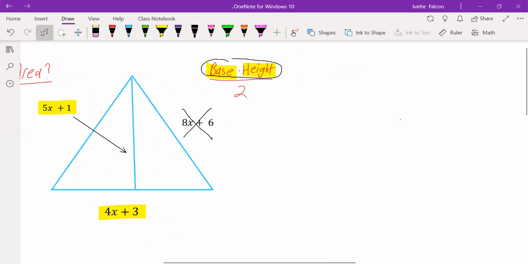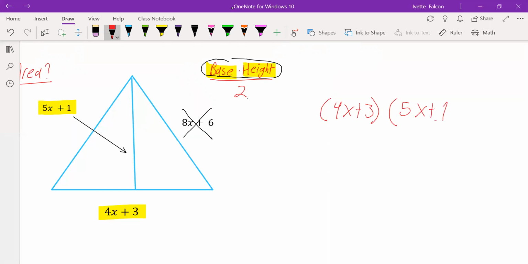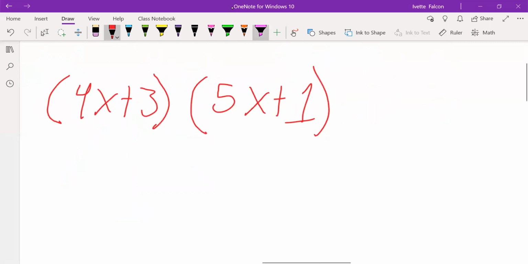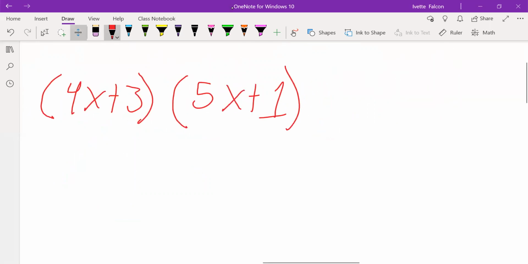So to solve for this, you're going to have to multiply. So base, which is going to be 4x plus 3, and we're going to multiply it by my height, which in this case, is 5x plus 1. So first, we're going to focus on base times height. Then we'll worry about the divided by 2 at the very end. So we're going to go ahead and multiply these out. To multiply them, you're going to use FOIL.